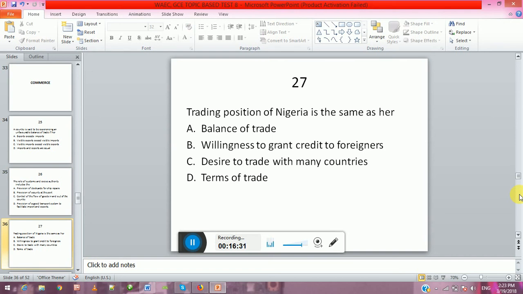Trading position of Nigeria is the same as her A, balance of trade, B, willingness to grant credit to foreigners, C, desire to trade with many countries, D, terms of trade.